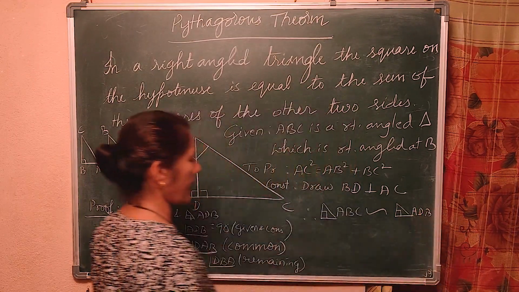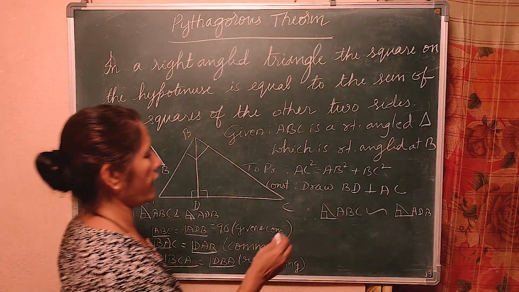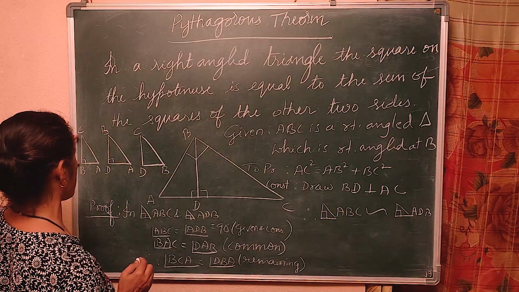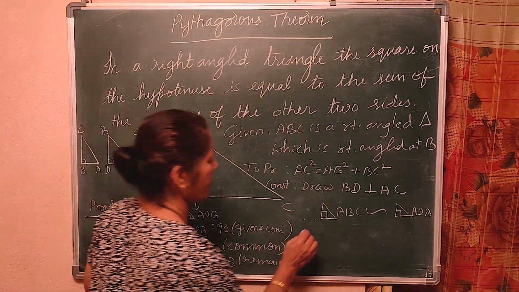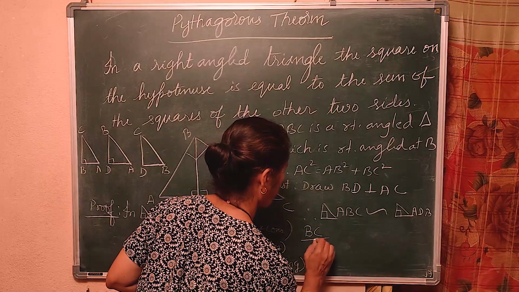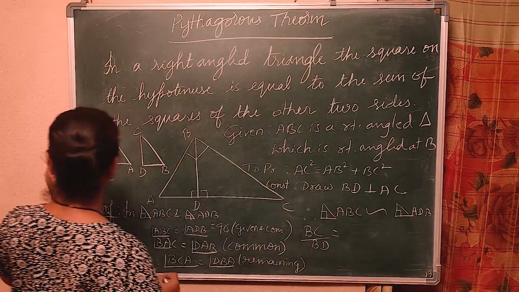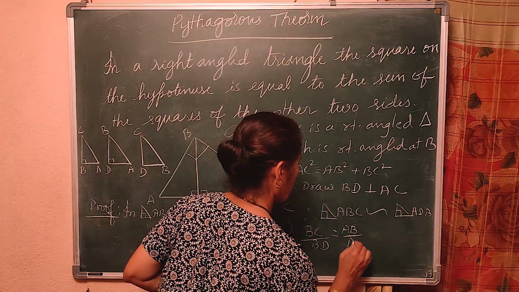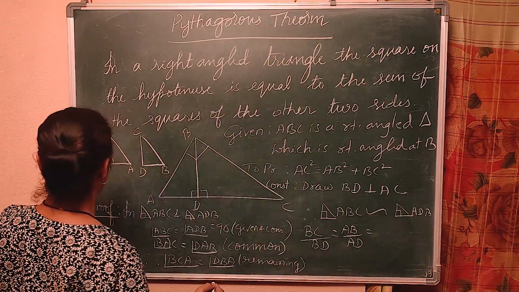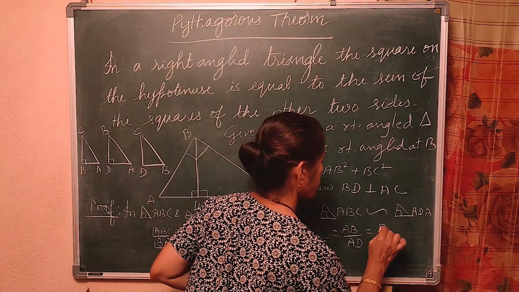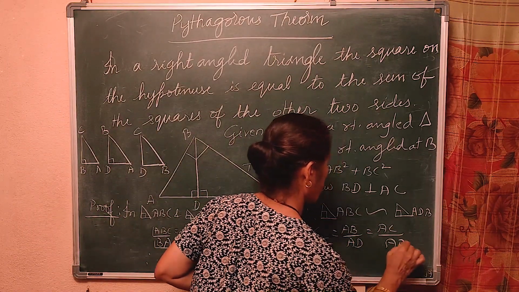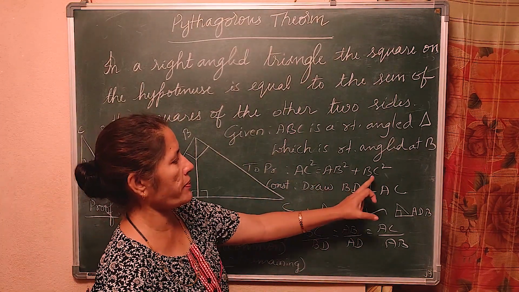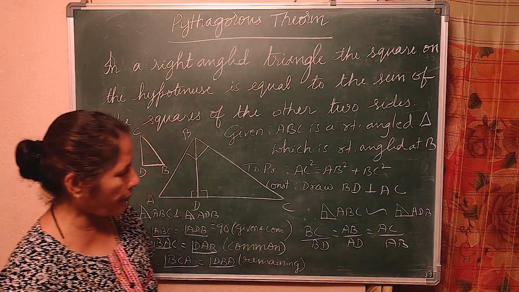Because they are equiangular, AAA. So I can say now corresponding sides BC by BD. Therefore, BC by BD is equal to AB by AD is equal to AC by AB. Now, my question is, I have to get either AB square or BC square. From this, what may I be able to get?